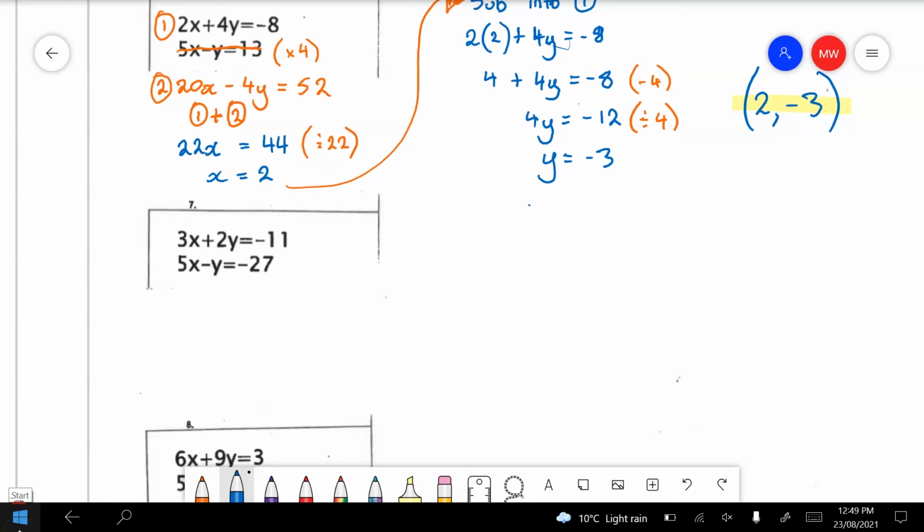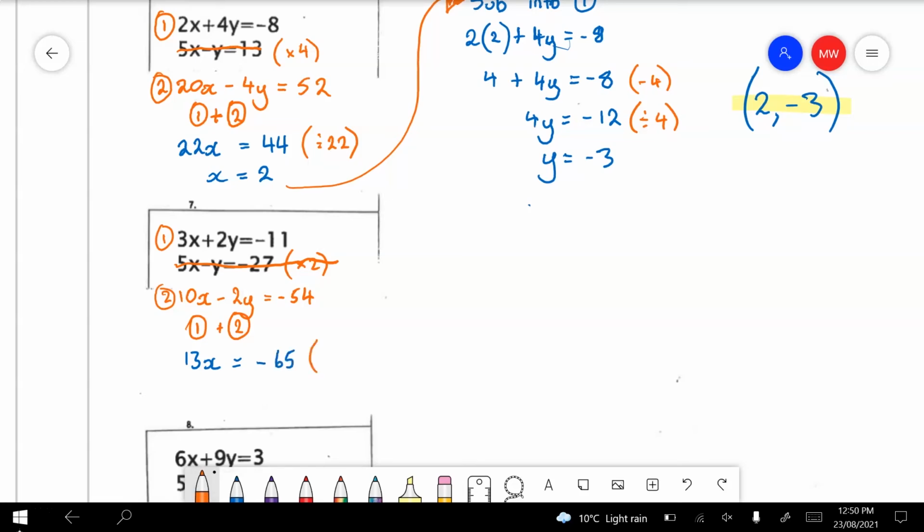Question 7. This one would just be answered if we just use elimination. What we might do is we'll double the second equation and make a new equation that reads 10x minus 2y equals minus 54. I'll call it equation 1 and equation 2. Because we're matching the y's and they're different, let's add these two equations together. So we'll find that 3x plus 10x makes 13x. 2y plus minus 2y eliminates, and minus 11 minus 54 will make minus 65.